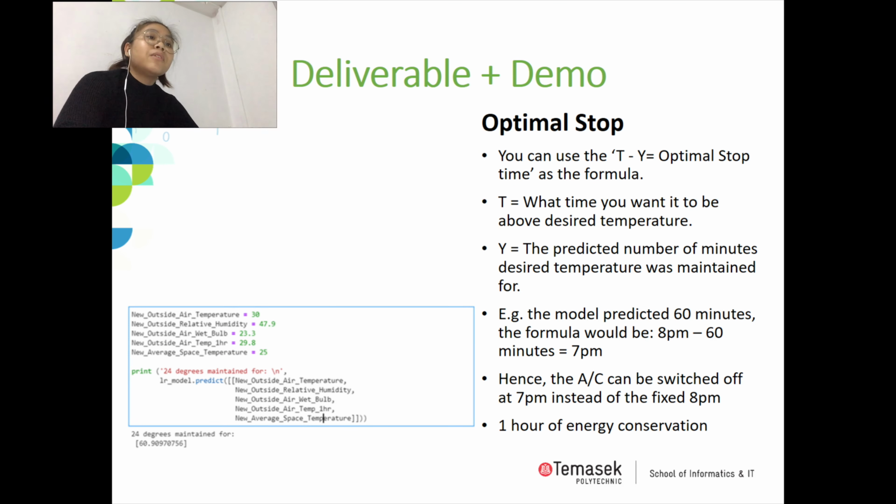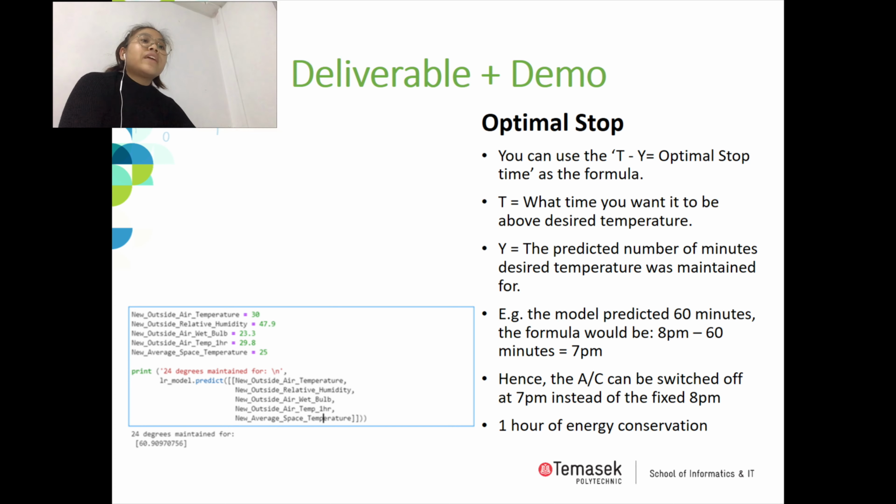Again, following the same concept, this is for optimal stop. We will use T minus Y equals optimal stop time as a formula. Again, just input the values of each variable, run it, and you will get how long the 24 degrees, which in this case is the desired temperature, is maintained for. So here it says it is maintained for 60 minutes since switch off.